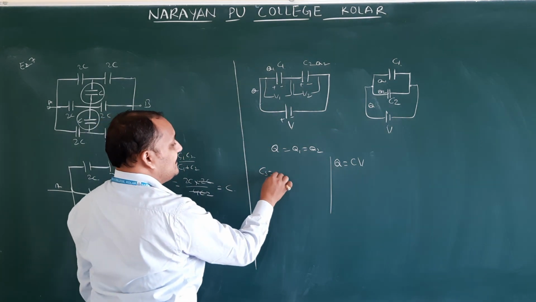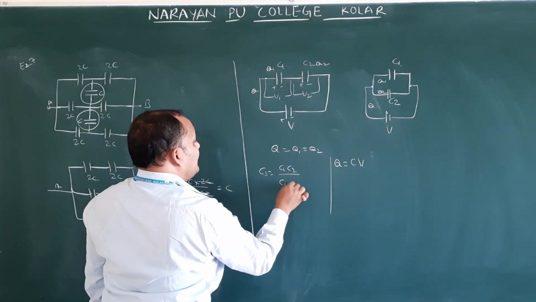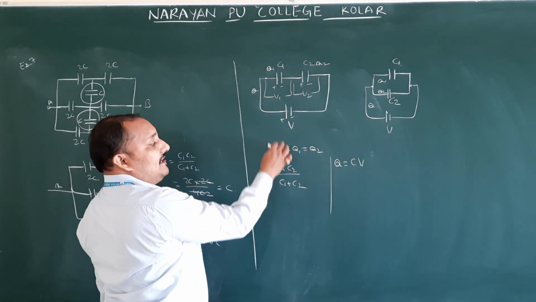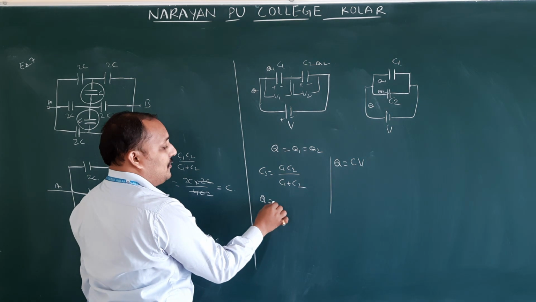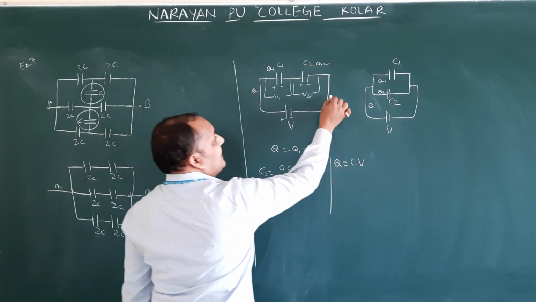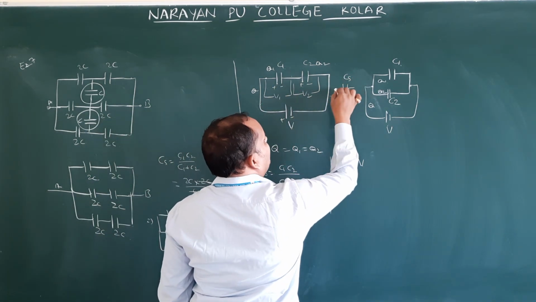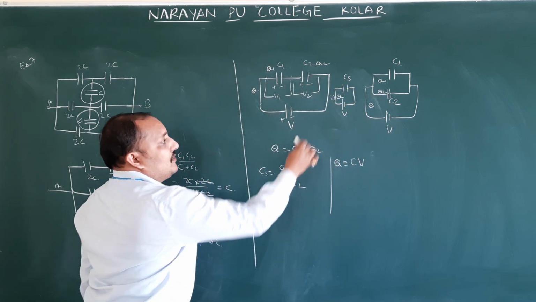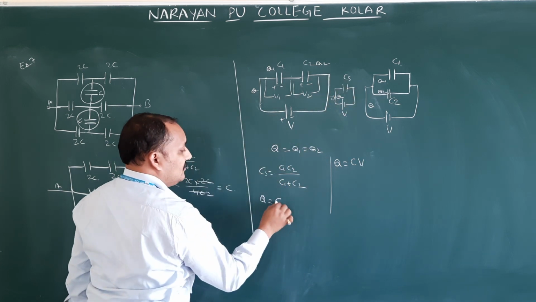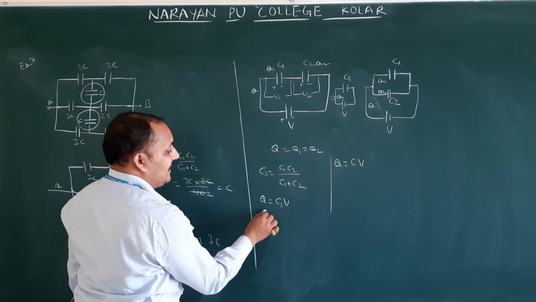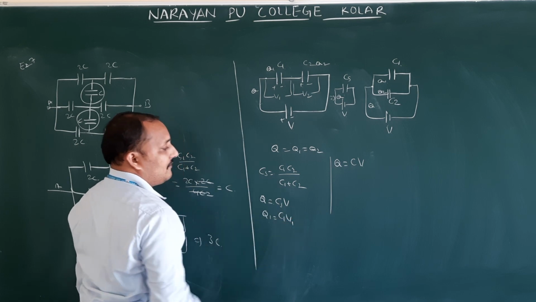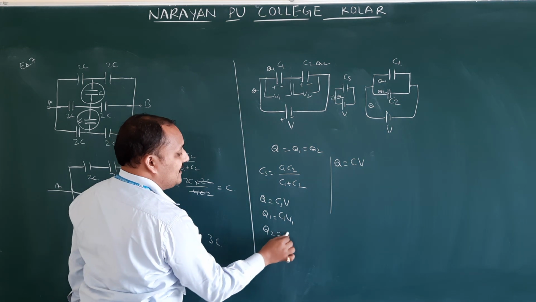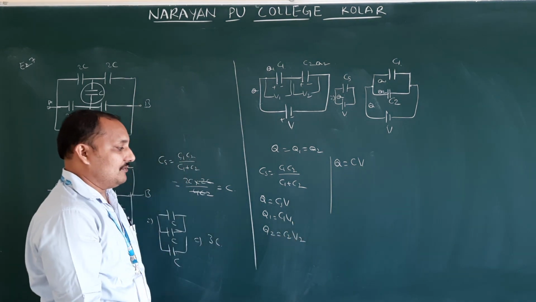First we will see. CS is equal to, what is the formula? C1 C2 by C1 plus C2. So what is same? I said charge is same. Therefore Q. If resultant capacity is CS, CS means this one. So what is entering charge here? Q. Q is equal to CS into V. This one we already discussed in PU. Like that, Q1 is equal to C1 V1. Q2 is equal to C2 V2.